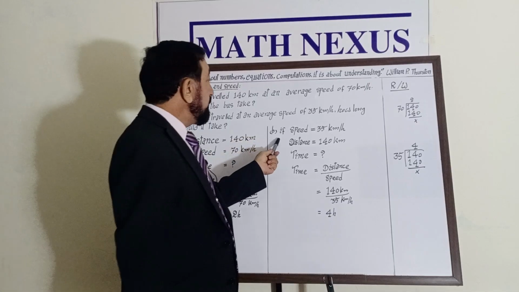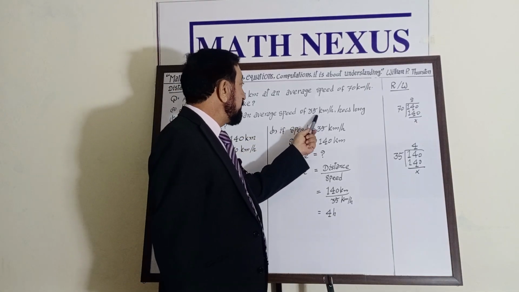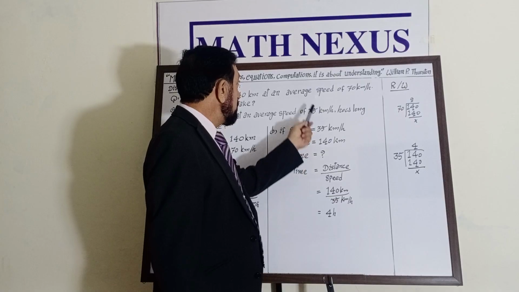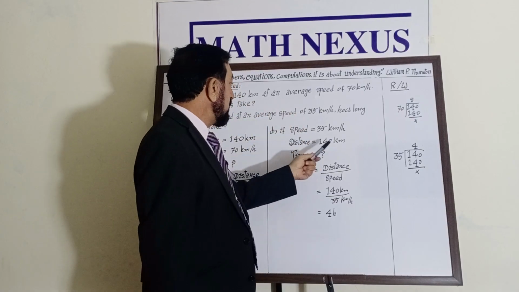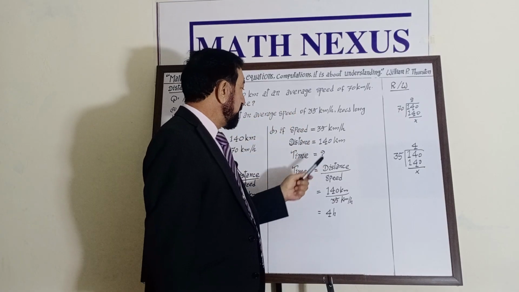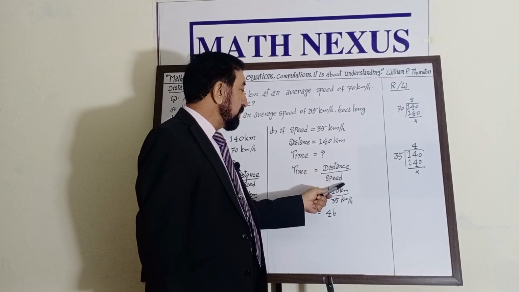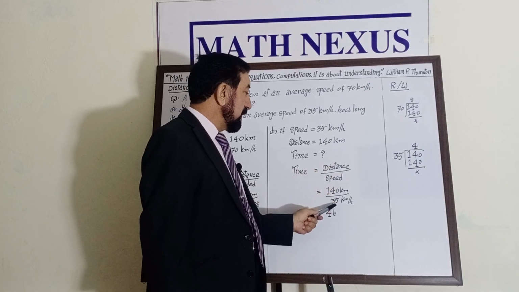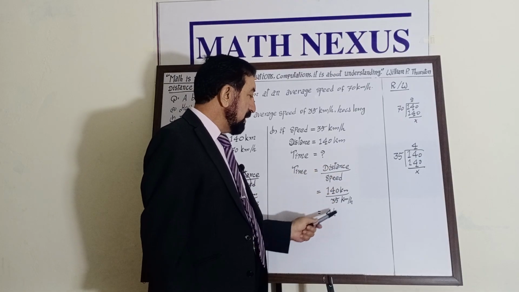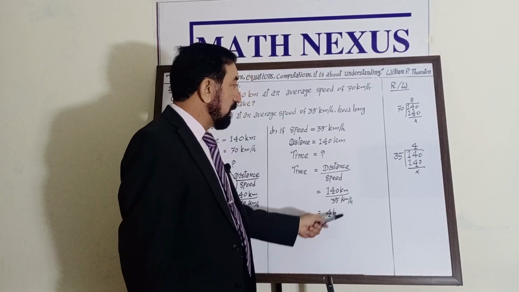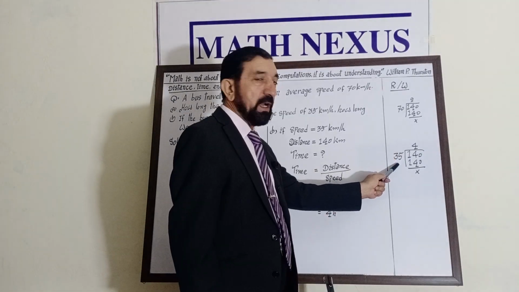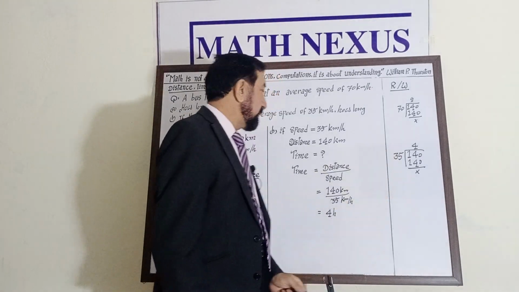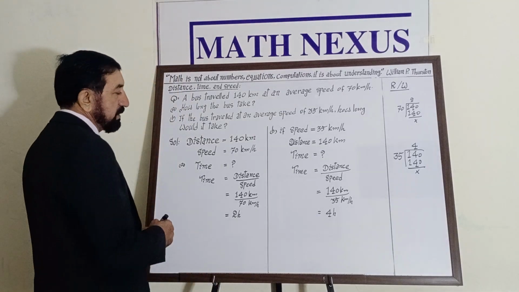Section B. If speed is equal to 35 km per hour, distance is equal to 140 km, time is unknown. Time is equal to distance upon speed, 140 km upon 35 km per hour. This is equal to 4 hours. 140 divided by 35 is equal to 4. This is the answer of the question.